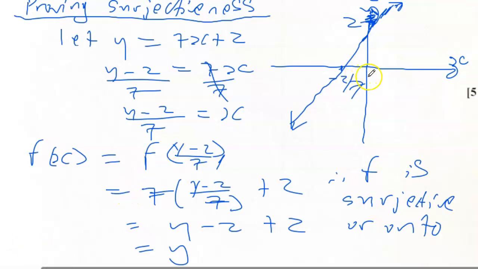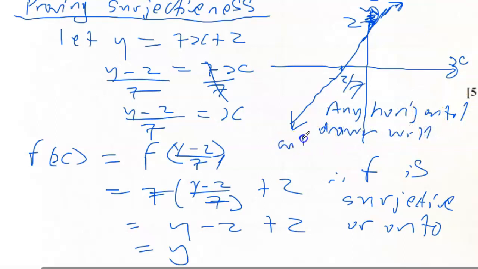And again, we write a statement. Any horizontal line drawn should cut the graph at least once. And notice any horizontal line you draw will cut the line, because the arrow continues up and continues down. So any horizontal line drawn will cut the graph at least once, and at least once could be one or more. But we know it cuts it one time if you draw, so it means it's surjective.